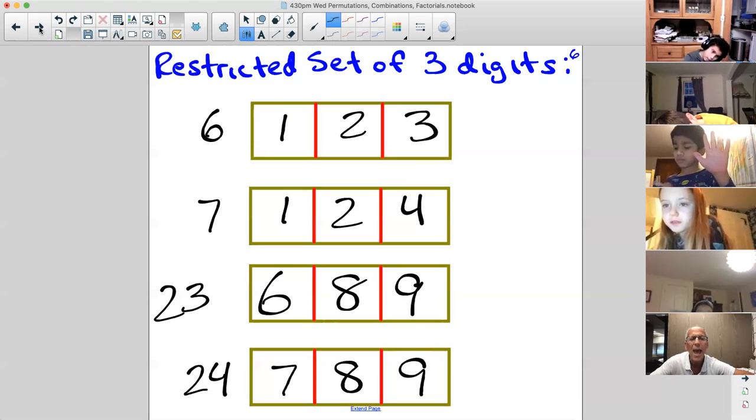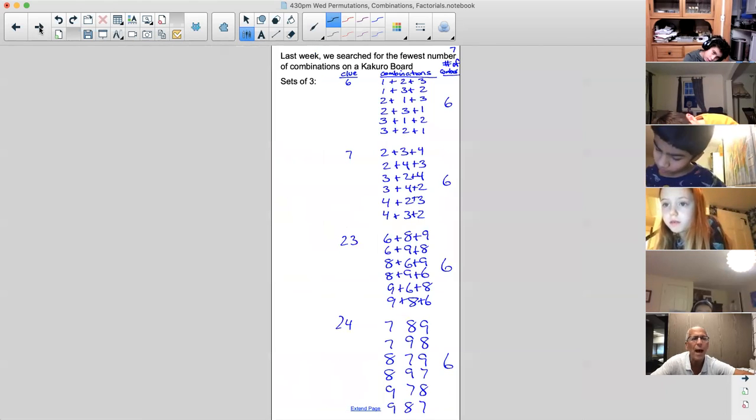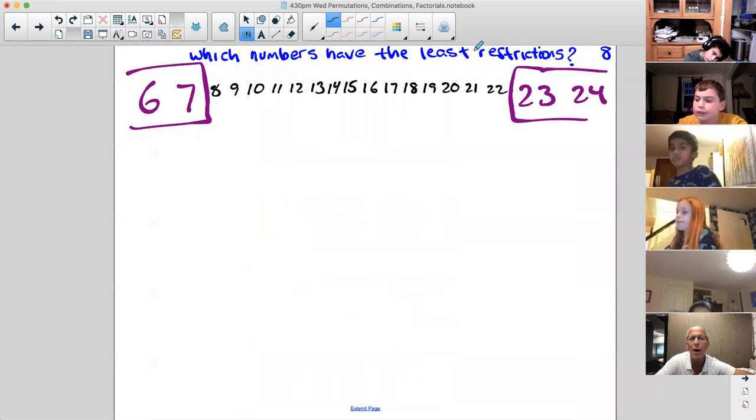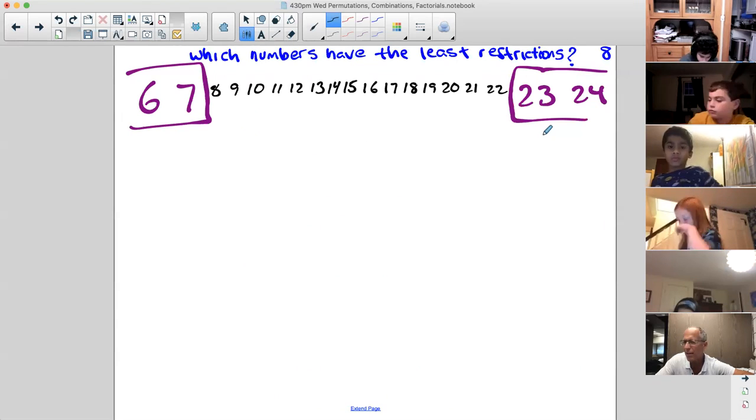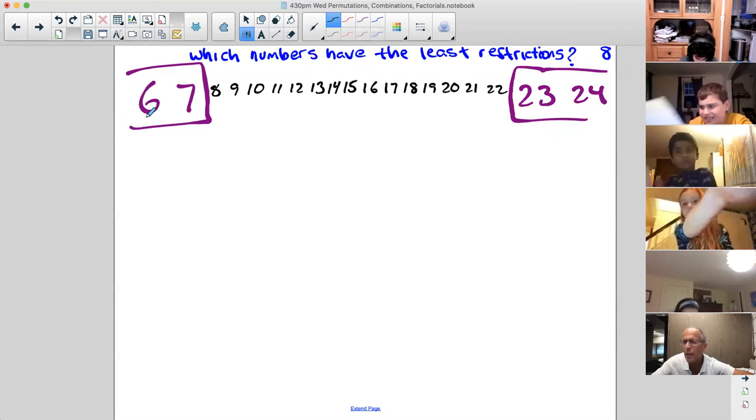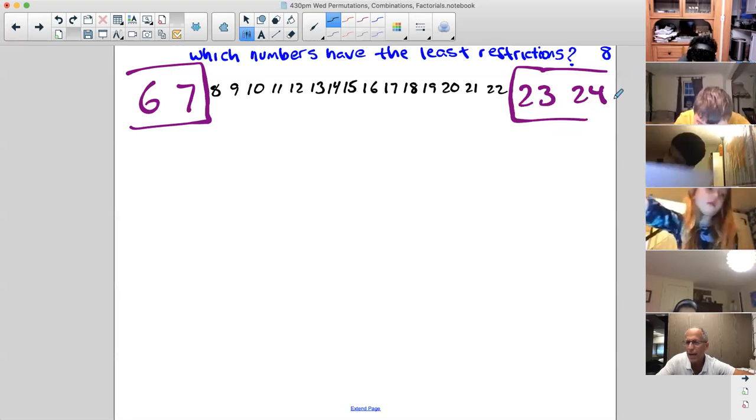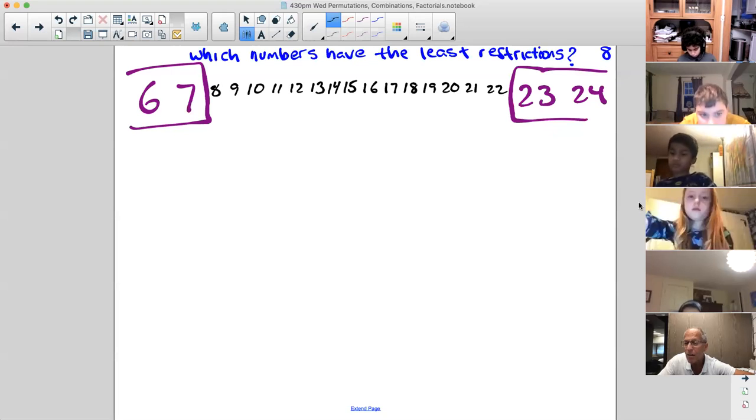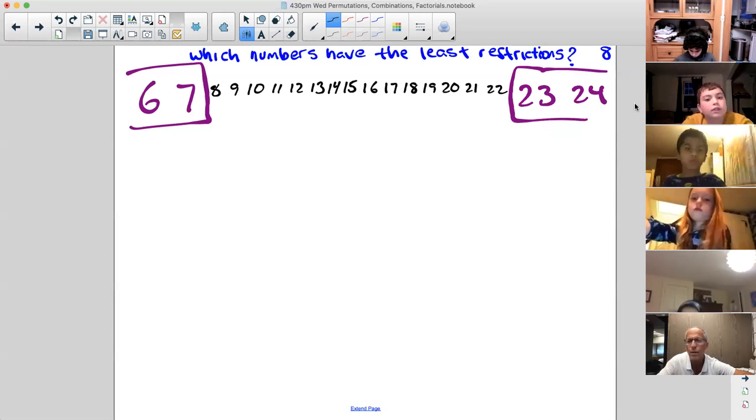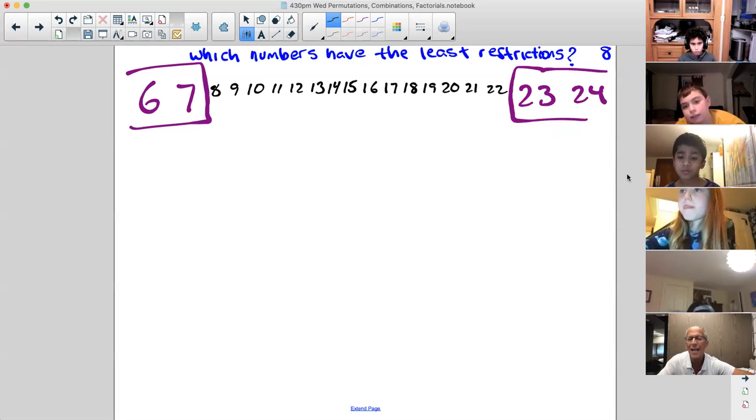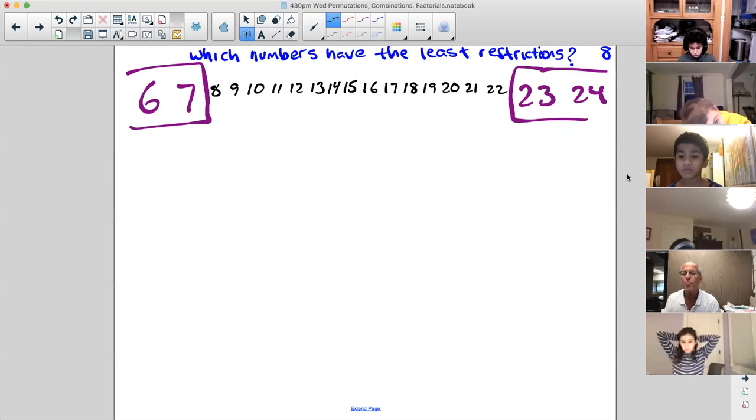Now, everybody go right now to page 8. I want you to look at page 8. I've put the numbers 6 and 7 on the left, 23 and 24 on the right, and all the other numbers in between. Now, based on what Penny did in our last exploration, which number do you think has the most combinations and therefore the most permutations?